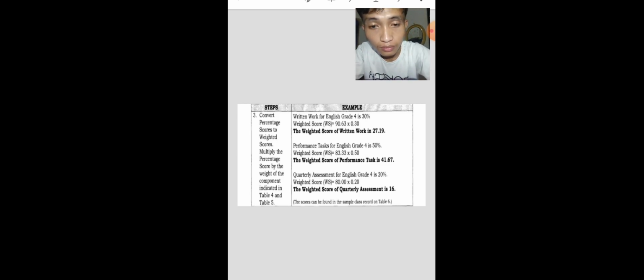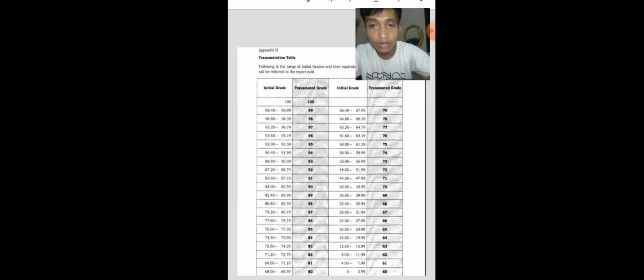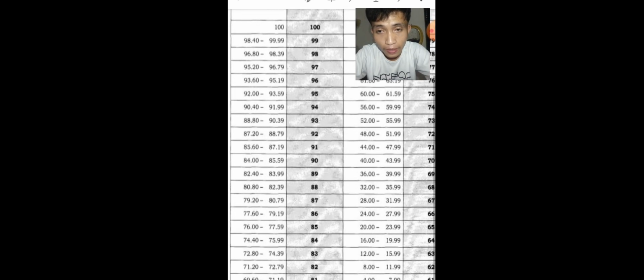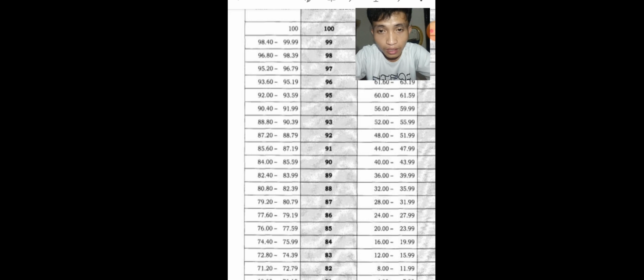Then the next step is we need to transmute the initial grade using the transmutation table. Learner A got 84.86, so we look at this in the transmutation table. The 84 has a transmuted grade of 90. So the quarterly grade in English for the first quarter of learner A is 90. This is what will be reflected in your report card.